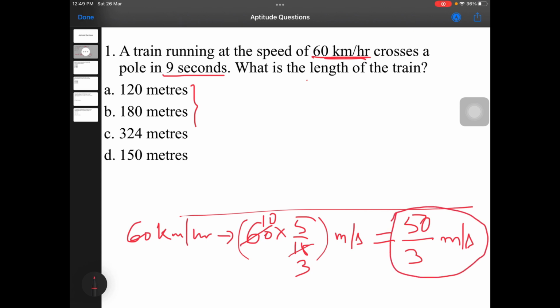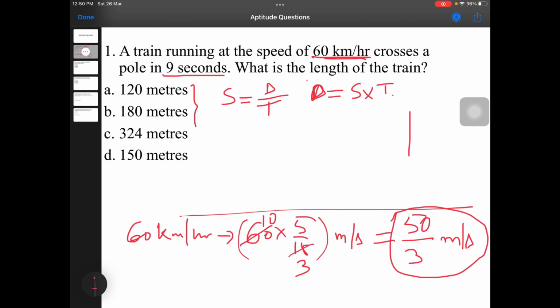So we know the formula of speed is equal to distance by time. The question asked is we have to calculate the length of the train. So from here distance will be equal to speed into time. So the distance here we can take as the length of the train.